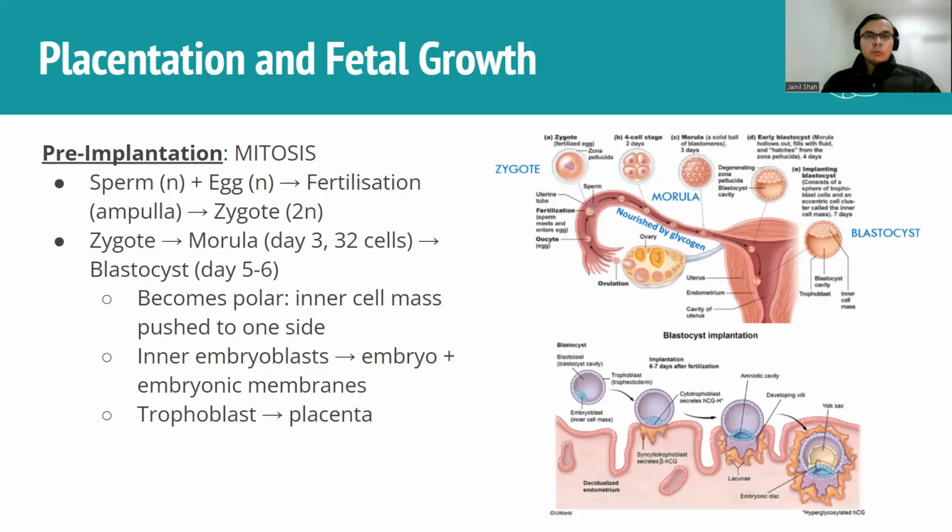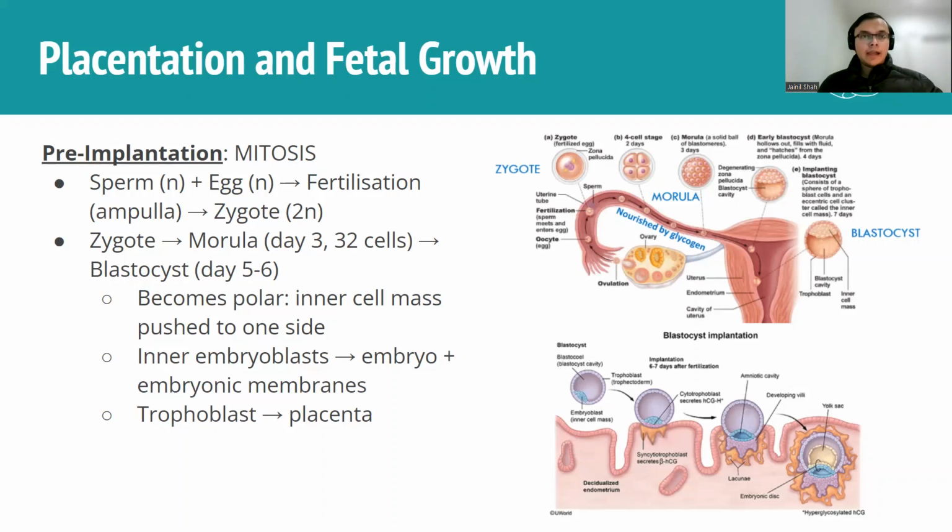From here, it's all about mitosis, really. The zygote undergoes constant cell division. It migrates along the fallopian tubes towards the uterus. By about day 3, it's reached what we call the morula stage, with about 32 cells at this stage. Then it keeps on dividing, and it forms the blastocyst by day 5 to 6.